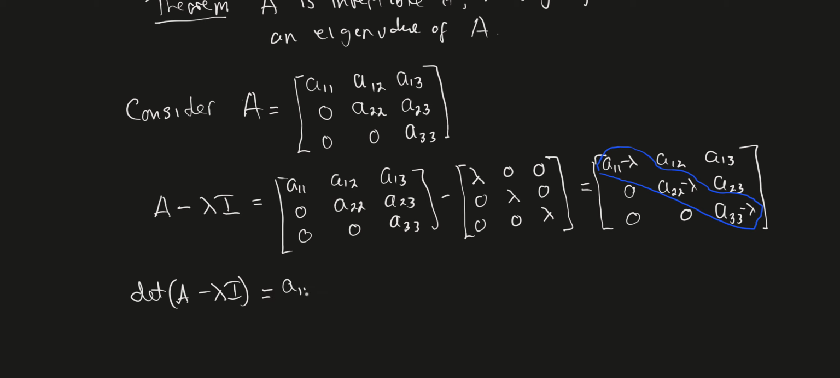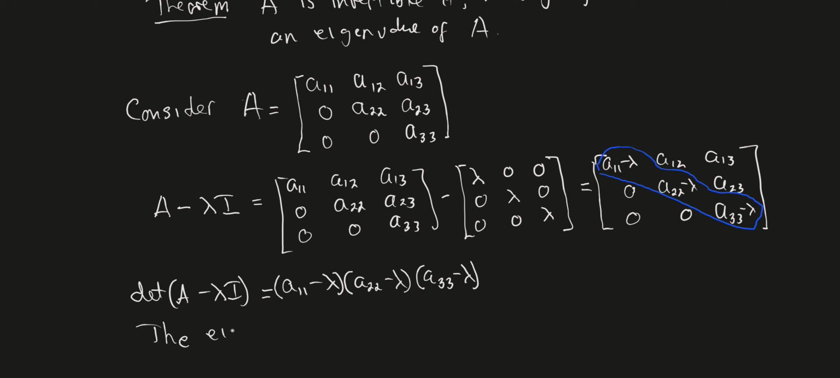We're going to get A11 minus lambda. My minus sign looks a little too curvy there. So A11 minus lambda times A22 minus lambda times A33 minus lambda. Right? Now, there's no need for me to FOIL this out because it's already factored. Right? So the eigenvalues are simply the roots of this.